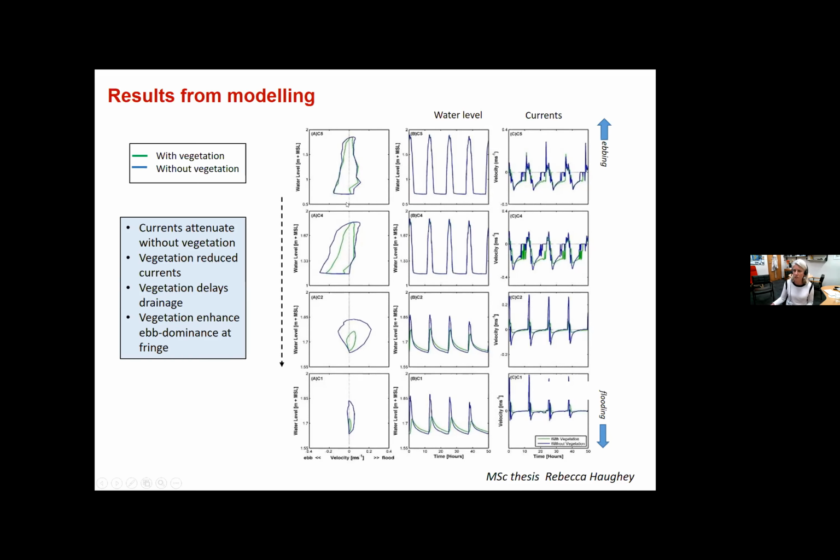So that's quite interesting that the vegetation landward of the fringe causes the ebb dominance to increase outside of the mangroves, which is quite interesting because people who study mangroves also don't see them as having an effect on the tidal currents outside of the mangroves. Okay, they think that they just affect us locally.